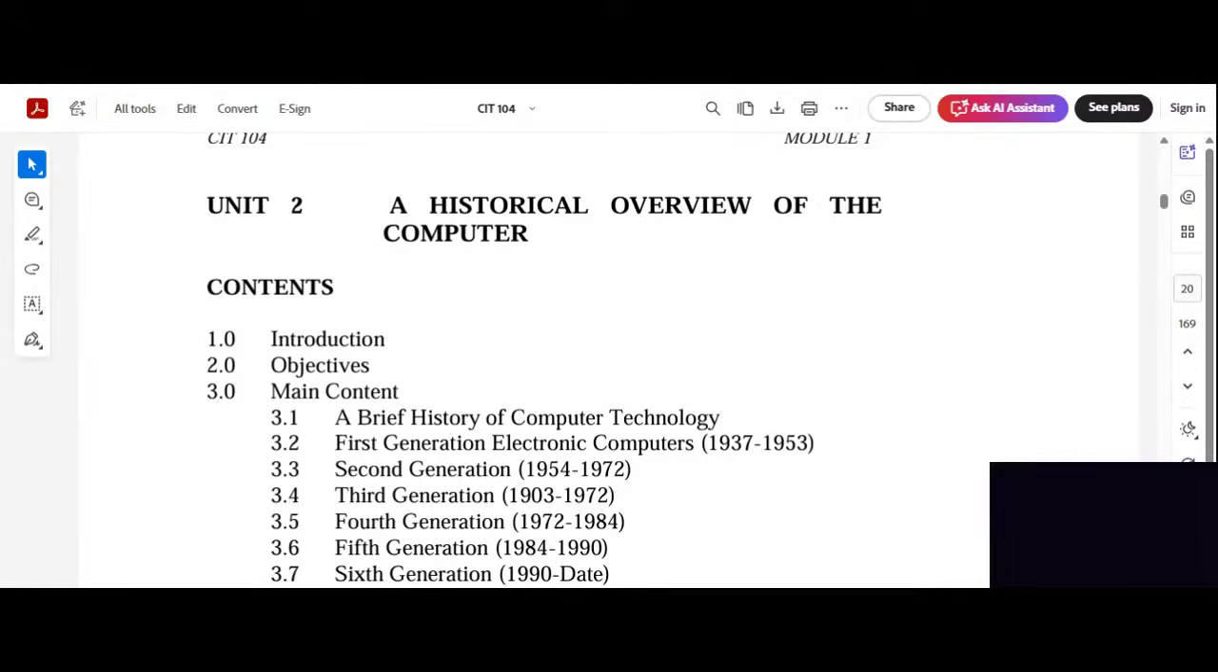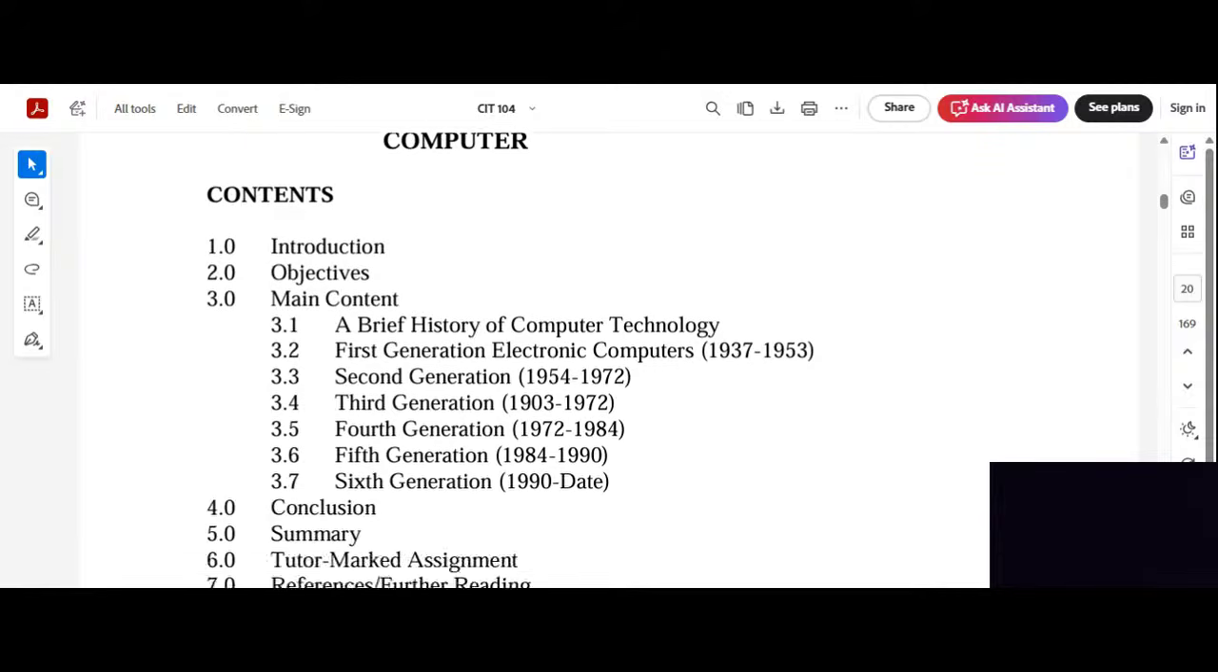Okay, so we are going into the history of the computer. So, a historical overview of the computer. How did it start? What was the first thing that was developed that later transformed into more development and more development and more development until we eventually arrived at the computer we are using today.